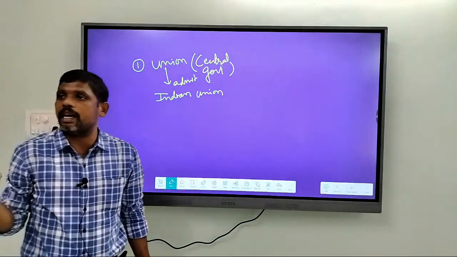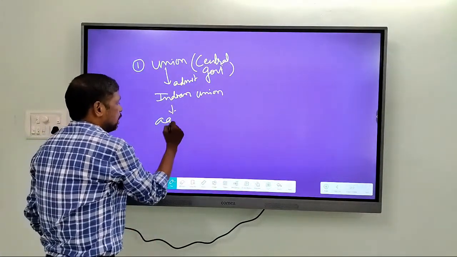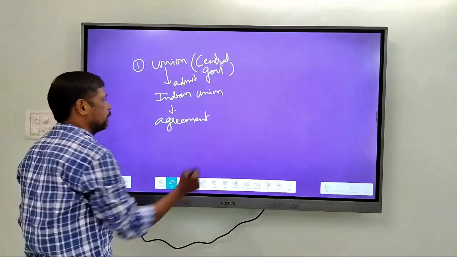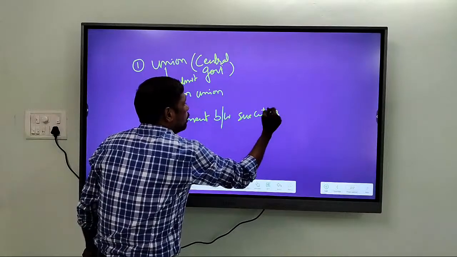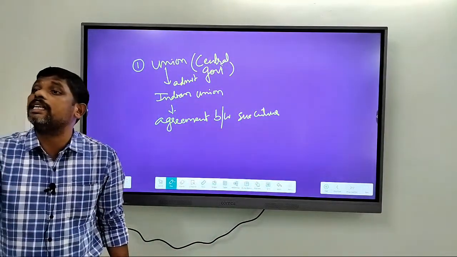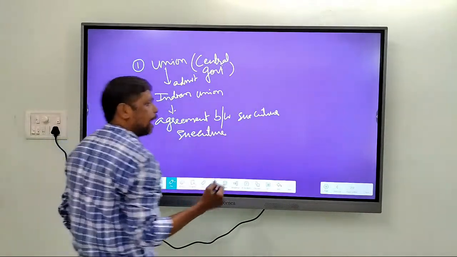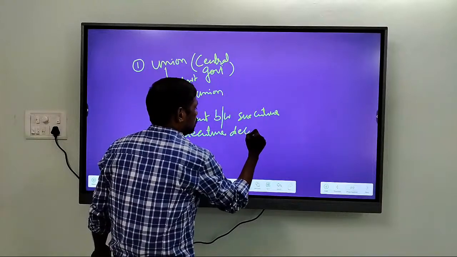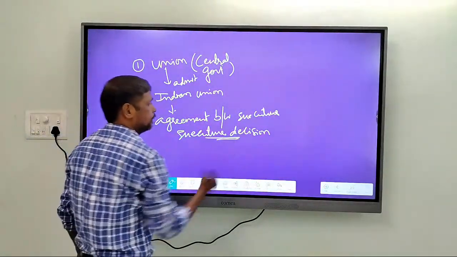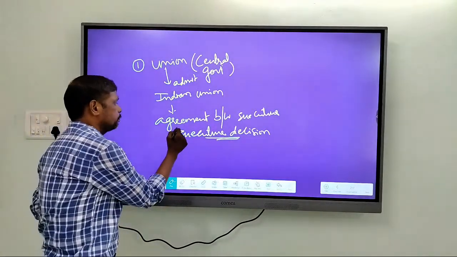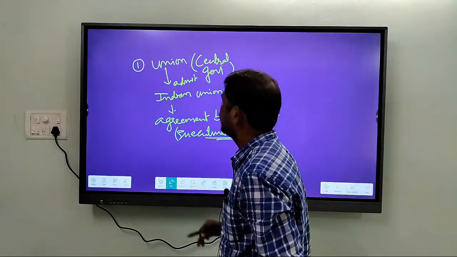This can be done by an agreement between the two governments, an agreement between the executives. So admitting a new territory into the Indian Union is an executive decision. It is the Union government that will decide whether to accept a new territory or not. It is made by the decisions of the government.